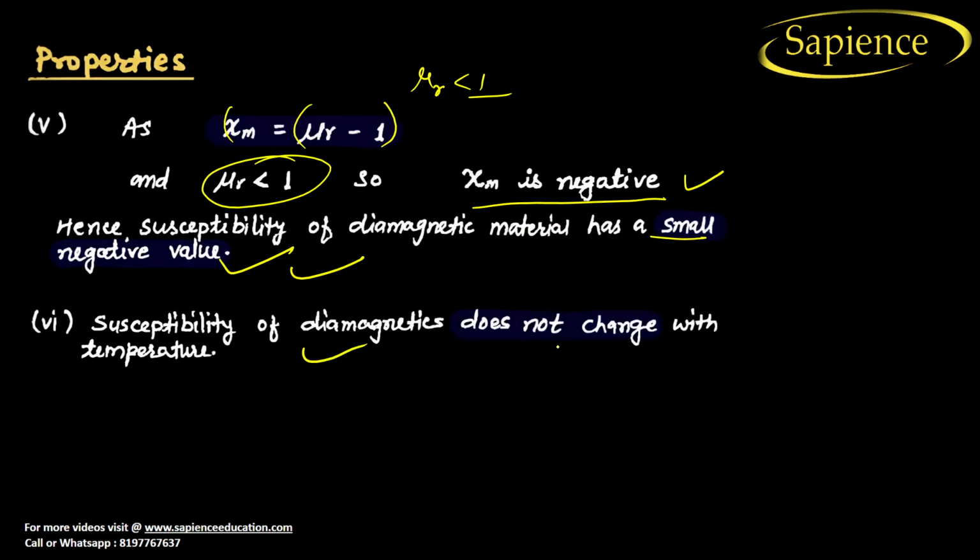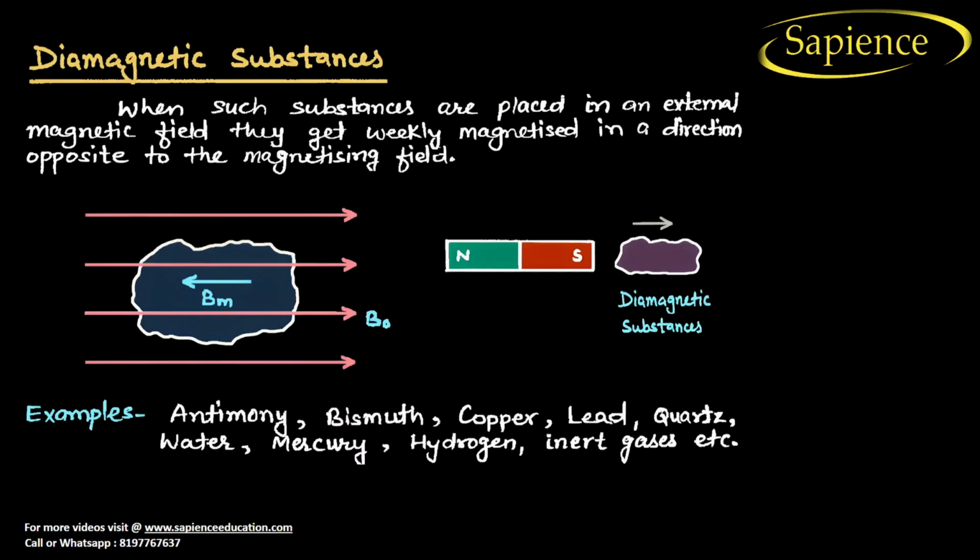Now the susceptibility of a diamagnetic substance does not change with temperature. As you know, there will be no change in the magnetic moment, so susceptibility will remain constant with the change in temperature. Okay. If you go through this, antimony, bismuth, copper, lead, quartz, water, mercury, hydrogen and inert gases are examples of diamagnetic substances.